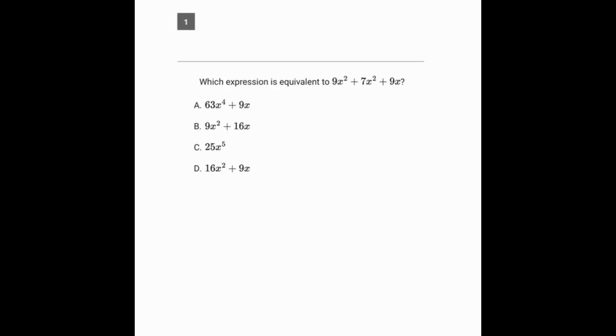Starting on number 1 here, we're looking for an equivalent expression. What we basically need to do is combine like terms because these two terms both have x to the same power. So 9x squared and 7x squared is the same as 16x squared. And the 9x can just come along. And that's answer choice D.